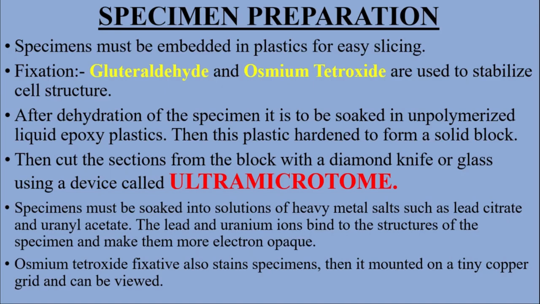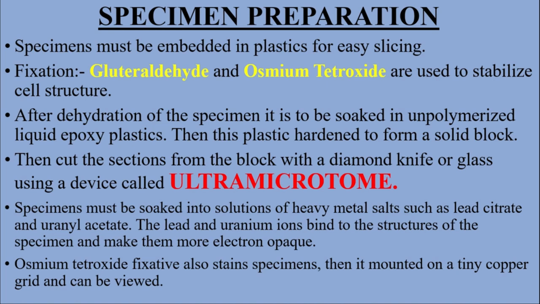Specimen preparation for the transmission electron microscope. How to prepare specimens? Specimens must be embedded in plastic for easy slicing. First is a fixation process using glutaraldehyde and osmium tetroxide. These are used to stabilize the cell structures. After dehydration of the specimen, it is soaked in unpolymerized liquid epoxy plastic. Then this plastic is hardened to form a solid block. Then we have to cut the slices. How to cut the slices? Cut sections from the block with a diamond knife or glass using a device called an ultramicrotome. You should remember this point, ultramicrotome.